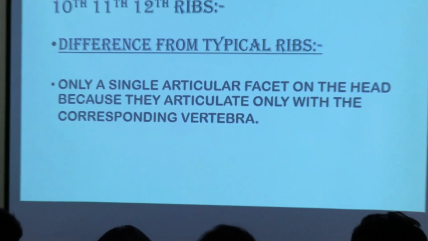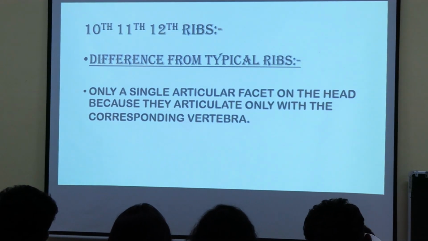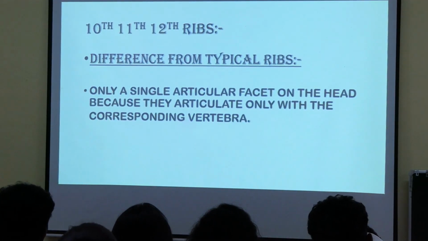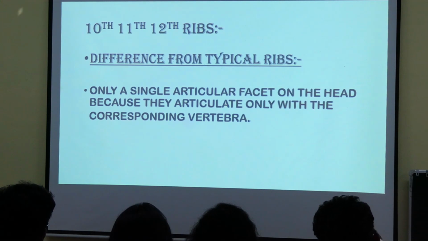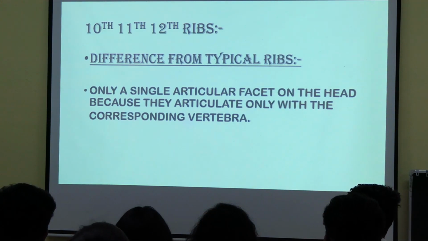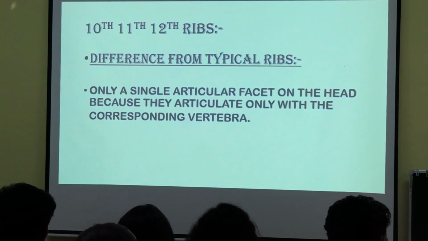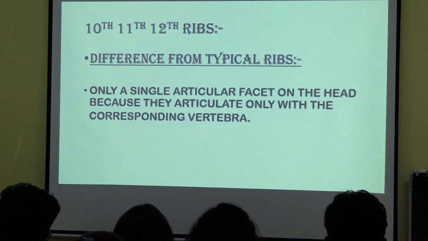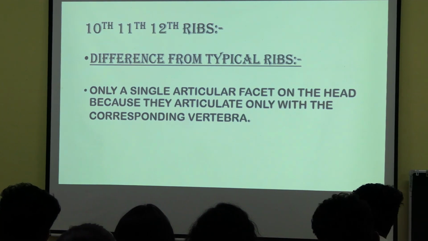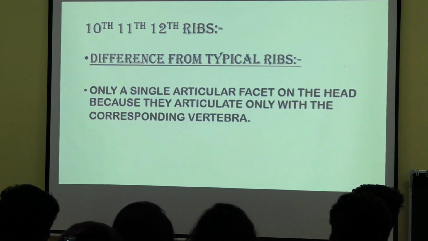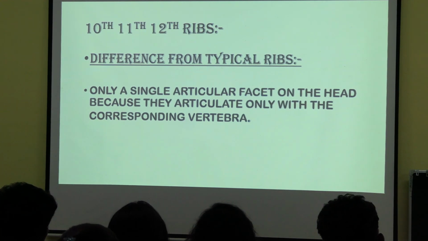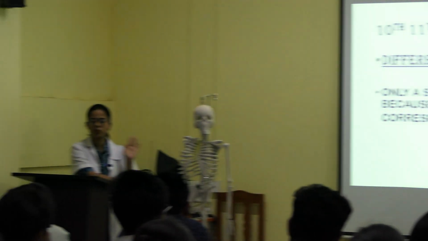Typical rib, costal cartilage. Only these two differences in the 10th rib. One, it is smaller, and second, it has one articular facet at the posterior end. The rest of the features are similar, so you can see the difference from typical ribs. All three ribs, 10th, 11th and 12th, have only a single articular facet for articulating with the corresponding vertebra. It articulates with the numerically corresponding vertebra. Like the 10th rib will articulate with the 10th vertebra, the 11th with the 11th vertebra, and the 12th rib with the 12th vertebra.